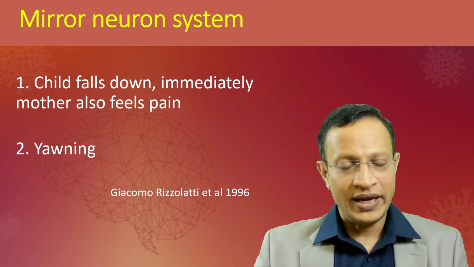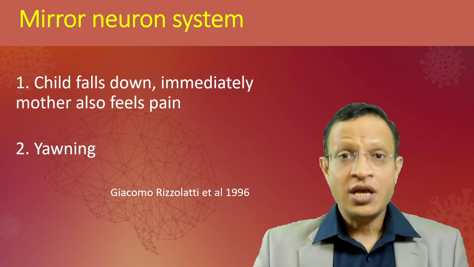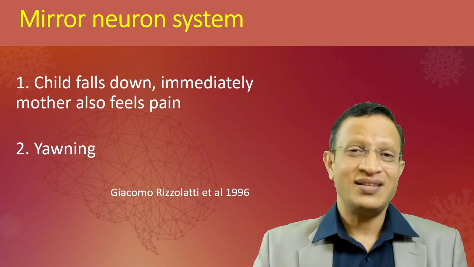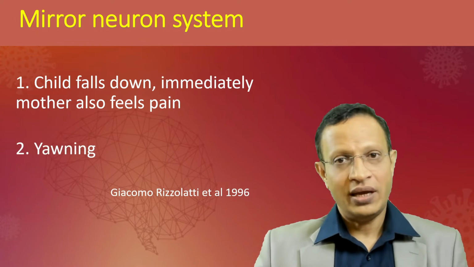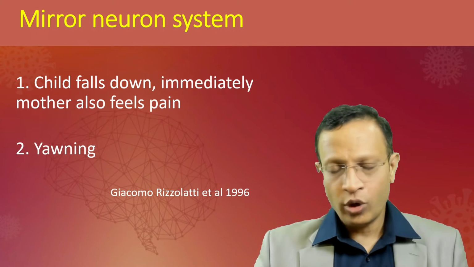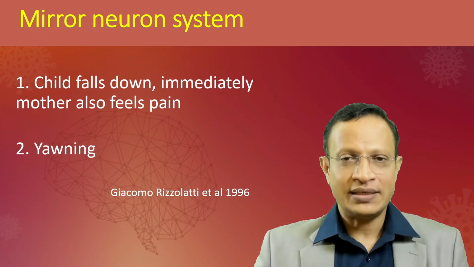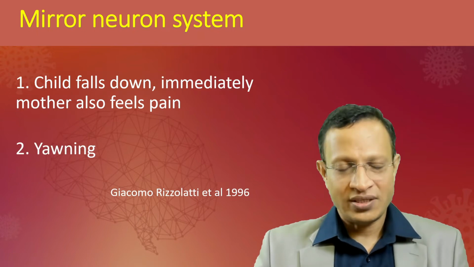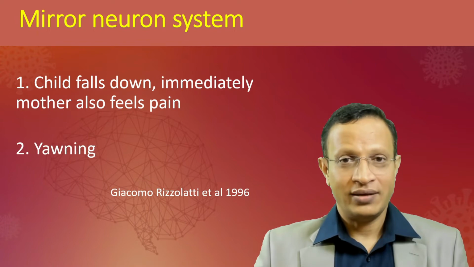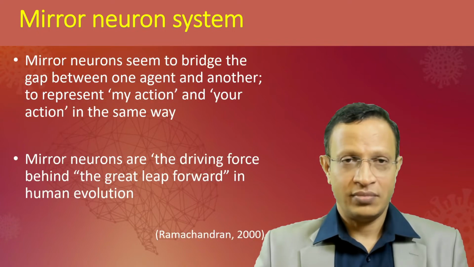Similarly, if the child is playing with the scissor and the child gets cut in his finger, the mother also immediately feels the same pain, both emotionally and physically. That is considered as mirror neuron. One more best example is yawning. Imagine if a group of friends are sitting and discussing, one of them yawns. In the group, another person also starts yawning. That means his mirror neuron system gets activated. So that is considered as mirror neuron system.